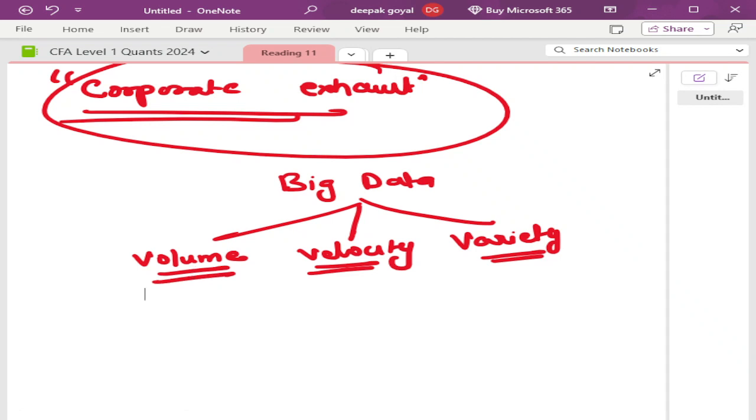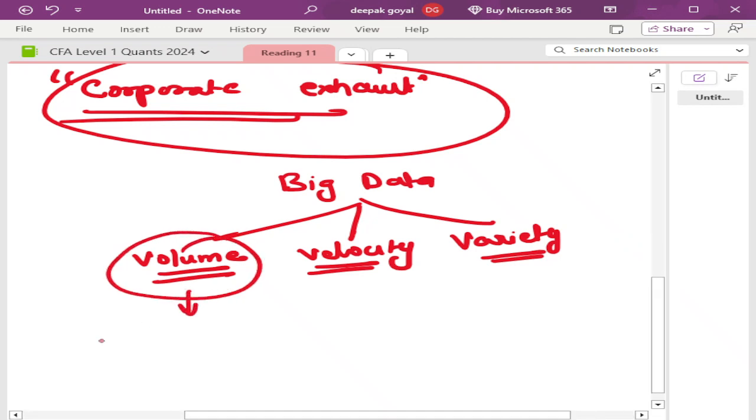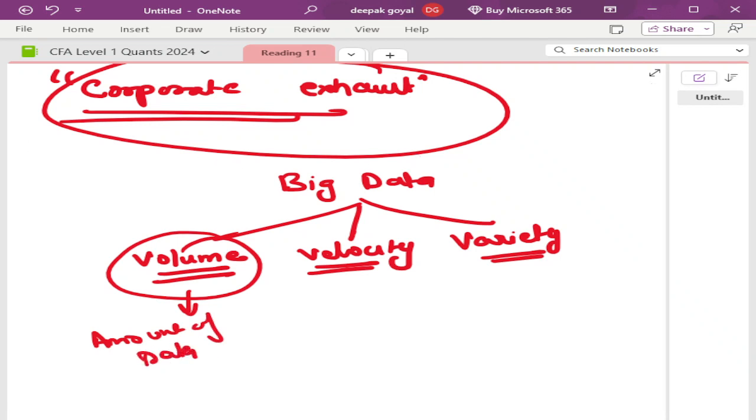Now volume stands for the quantity, the huge amount of data that is generated every day. Volume means how much data you have, like the photos which people are uploading on Facebook, Instagram, and Twitter every day. The total size of these photos can really reach terabytes and petabytes, such a huge amount of data. So volume stands for the amount of data. Clear?